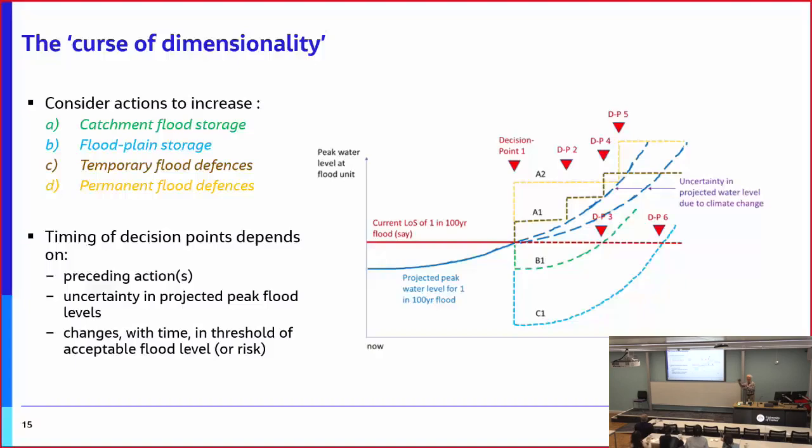Because we want to say there's a decision coming up that means the flood risk will need to be managed. Do we have enough time to respond? And how does that condition our response? So the timing of these future decision points depends not only on the actions that are being taken, it also depends on the uncertainty in the projected peak flood levels. So you've got those 2 blue dotted lines.